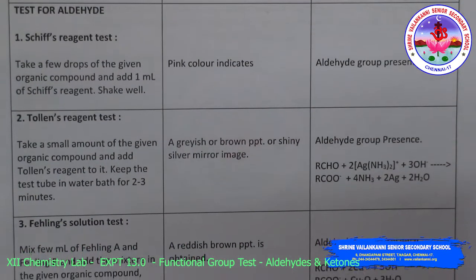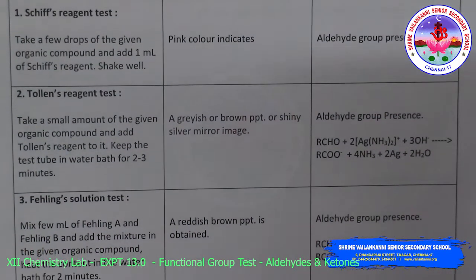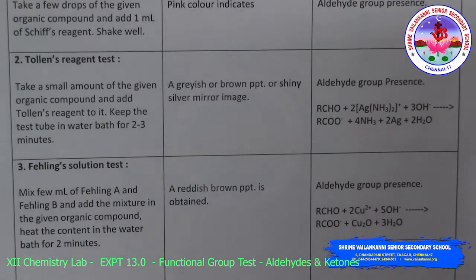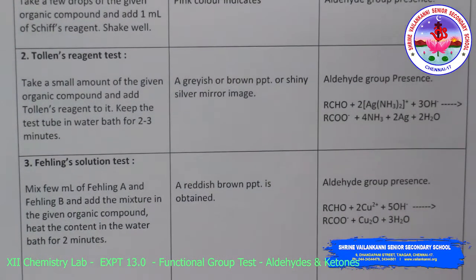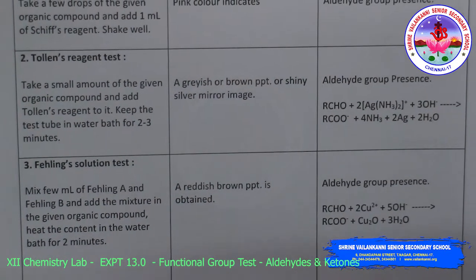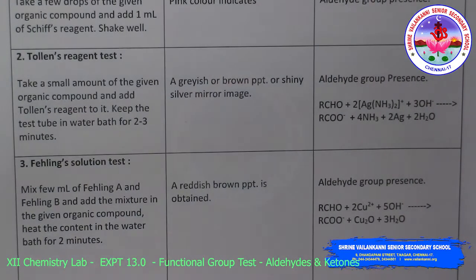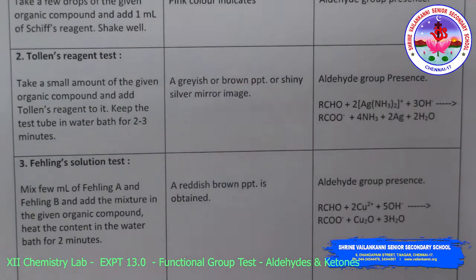Then Tollens test. A small amount of the given organic sample and a small amount of Tollens reagent is added. Then heat the mixture in a boiling water bath. Silver mirror appears, which means aldehyde group is present.